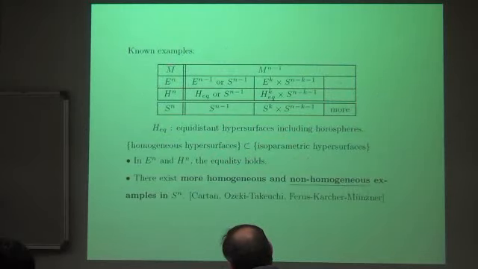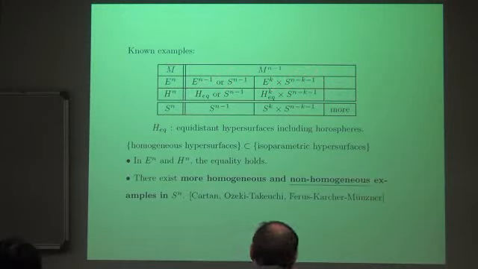So the known examples of isoparametric hypersurfaces in the space form are easy in the hyperbolic and Euclidean cases. In the Euclidean case, the isoparametric hypersurfaces are only a totally geodesic hyperplane, a totally umbilic sphere, or the product of such a submanifold. And this is called a cylinder.